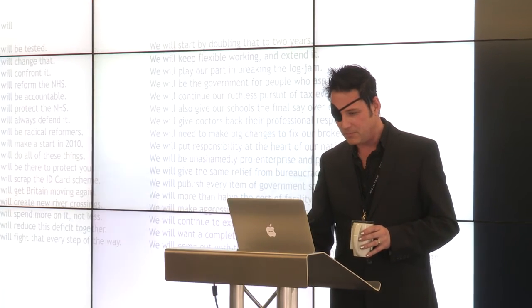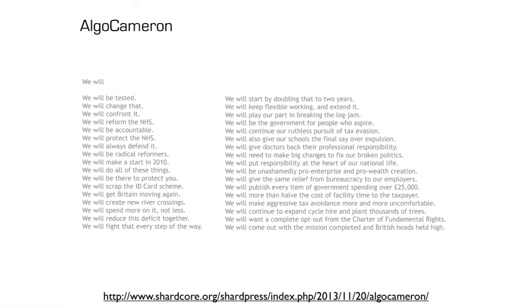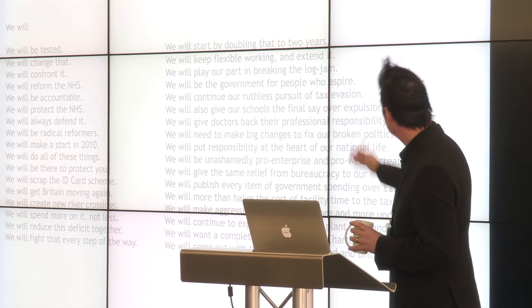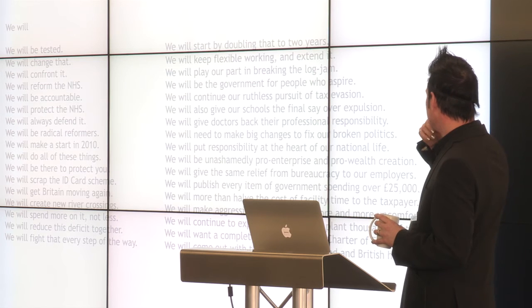And this is the first result of it. I thought, well, what did he promise? What did they promise that they actually did or didn't deliver on? And this is just a simple query: find me every sentence that starts with "we will" and order them for me. Give me the first bunch. And it's actually a beautiful piece of poetry when you look at it. We will continue our ruthless pursuit of tax evasion. Yeah, they did that.